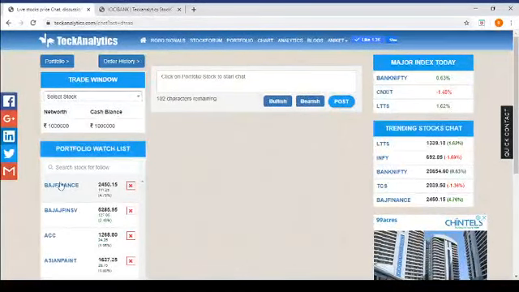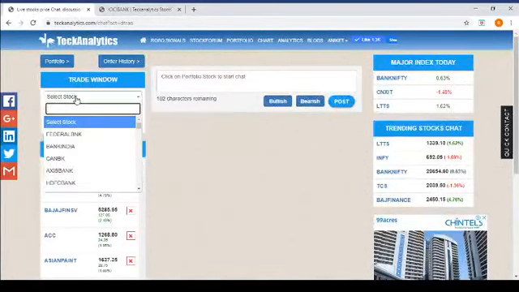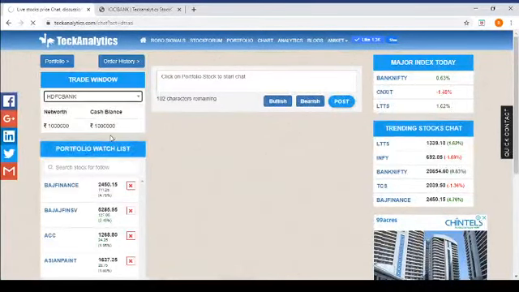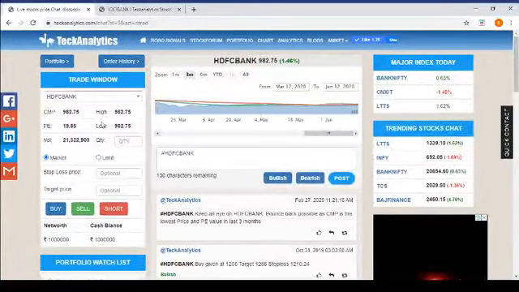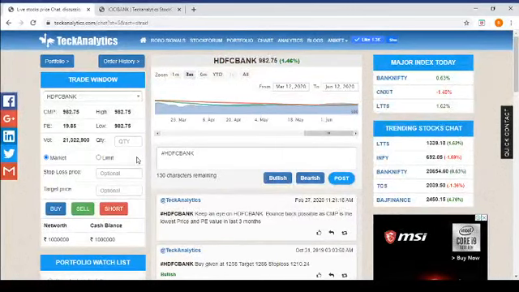On top of it, there is a trade window. Basically this is the window you will be using to buy and sell. For example, if I click HDFC Bank, it will pop up further details for the virtual trading side. We have got 10 lakh rupees. Our net worth is 10 lakhs, and cash balance is 10 lakhs.